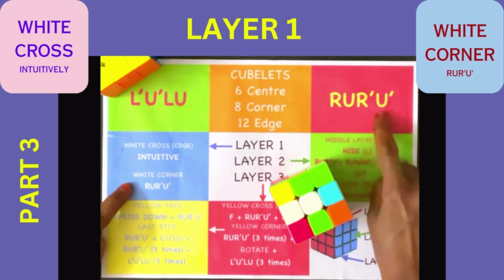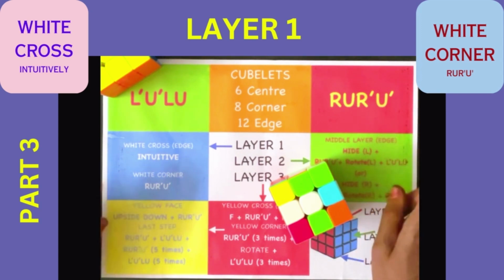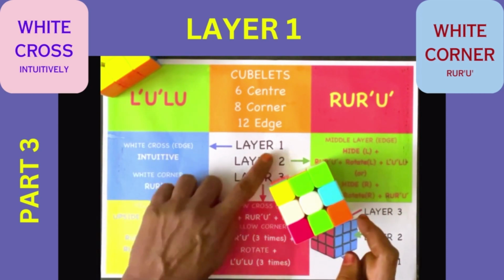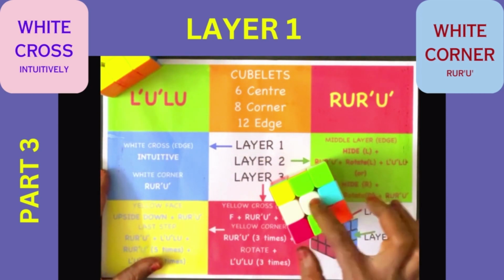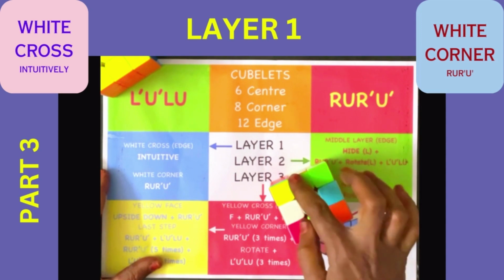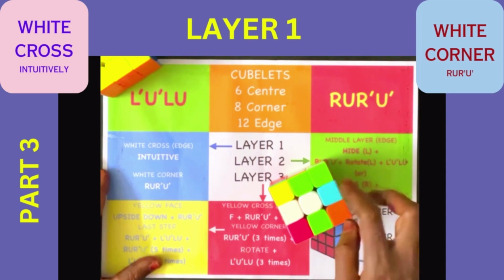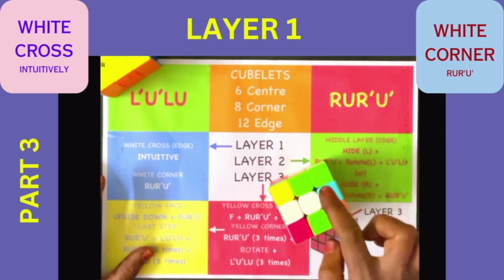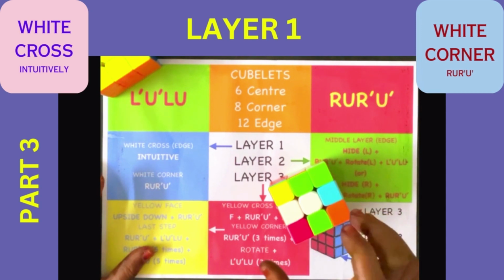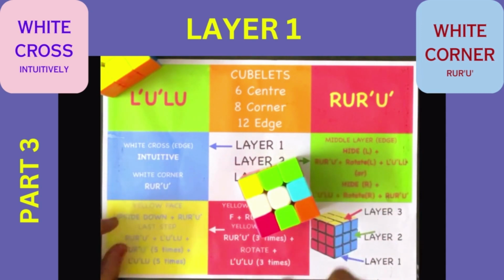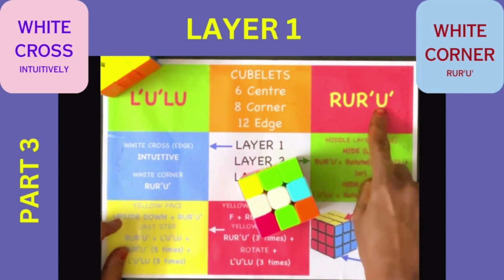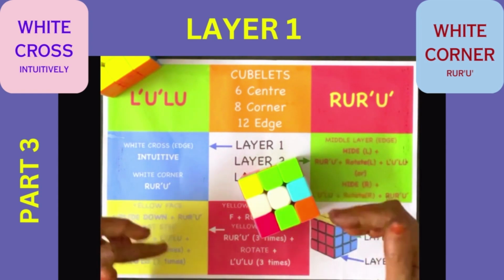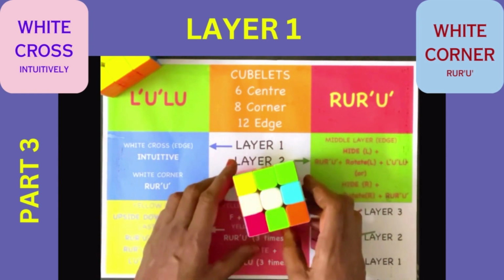Whereas for the second step, wherein we have to join the white corner cubelets, we will follow the right algorithm as shown here. So the first step is all about joining the white cross or white edge cubelets, and the second step is all about white corner cubelets, where we will be using only one algorithm, which is the right algorithm, but we will be using it several times.